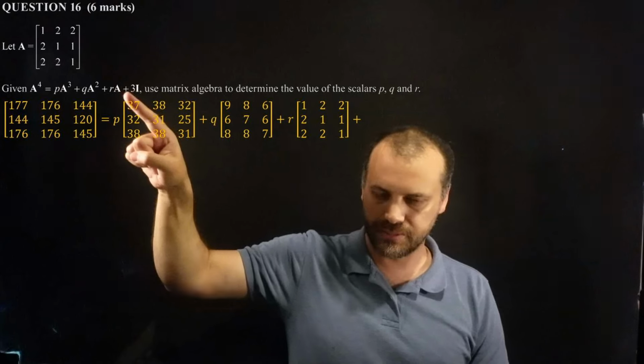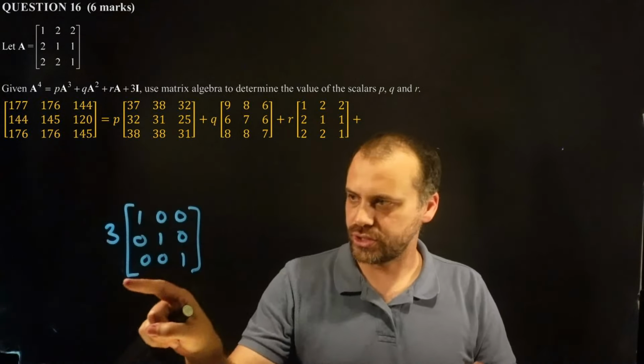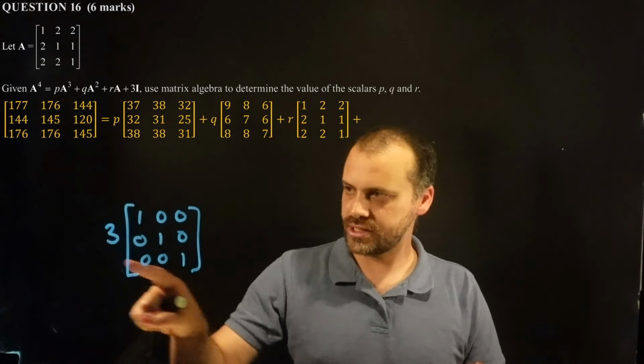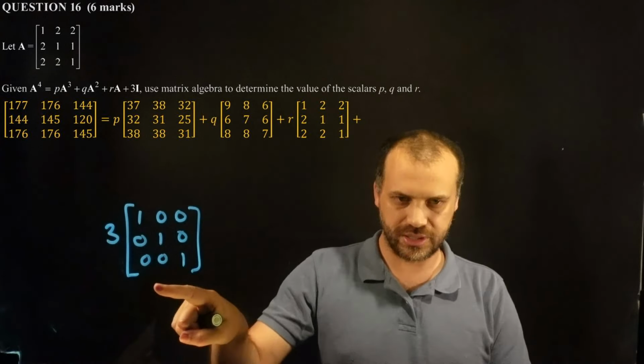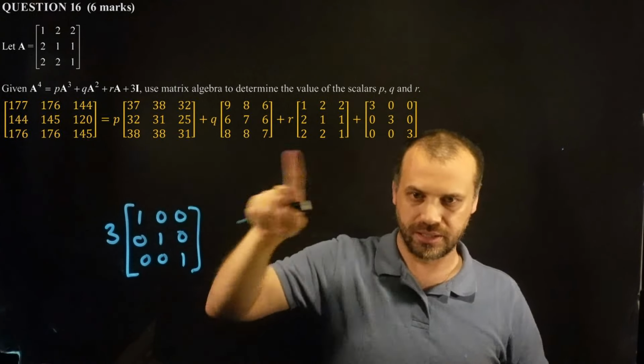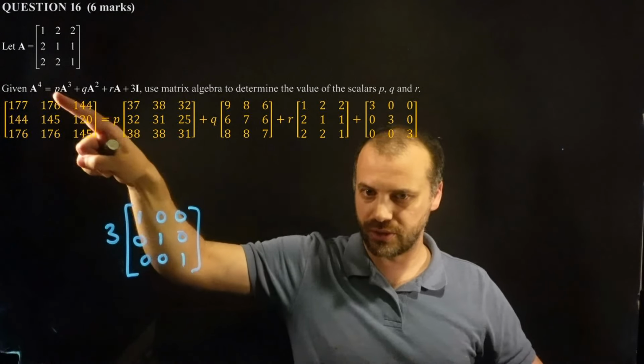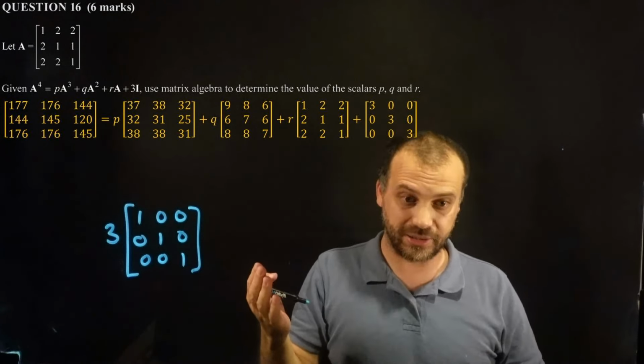And then the last bit says 3 times the identity matrix. Now you should know what the identity matrix is, and 3 times the identity matrix is just 3, 3, 3. So this, in all its glory, is the equation, and I've essentially started the question.